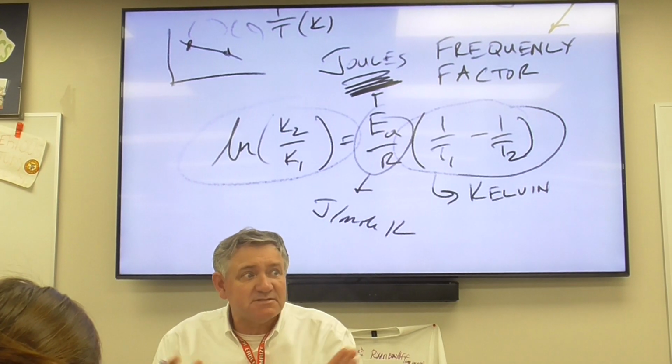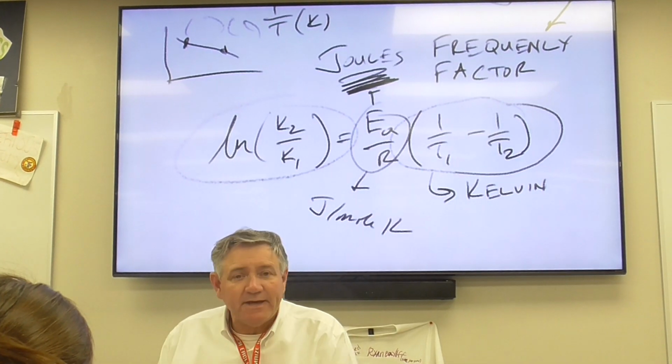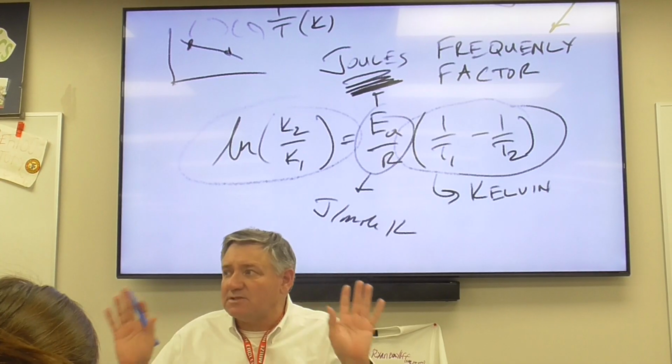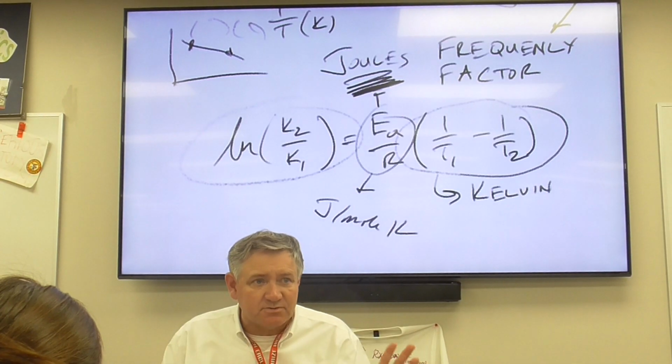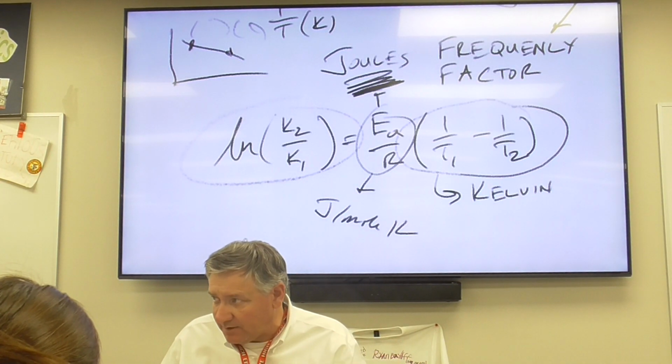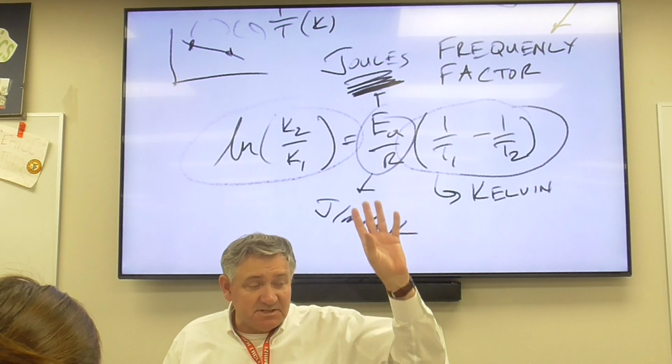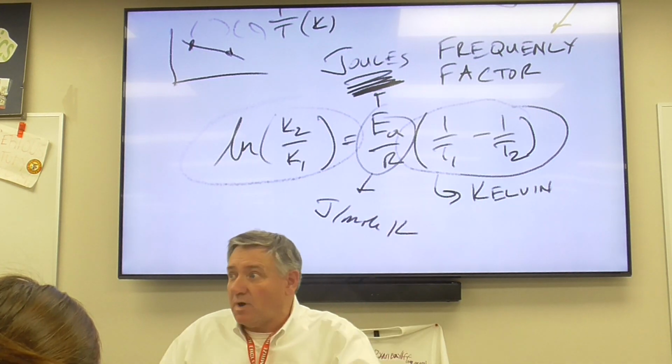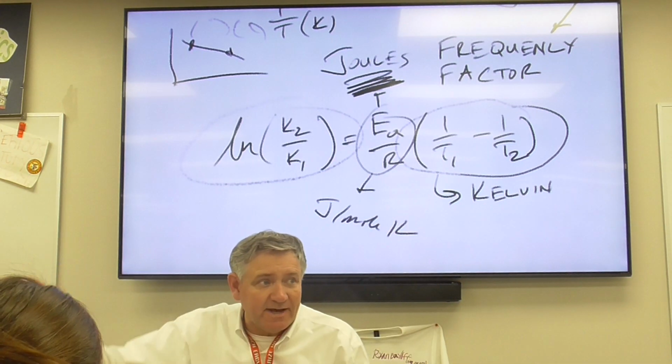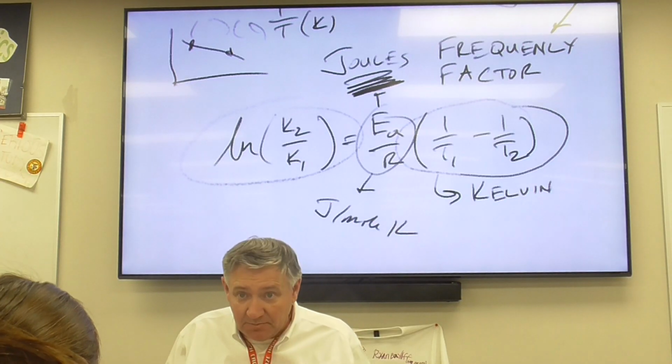Okay? So this looks really, really weird. It's just literally a slope-intercept form involving natural logs and 1 over temperature in Kelvin. Okay? That's all it is. This is just like y2 minus y1 equals x2 minus x1 multiplied by the slope.